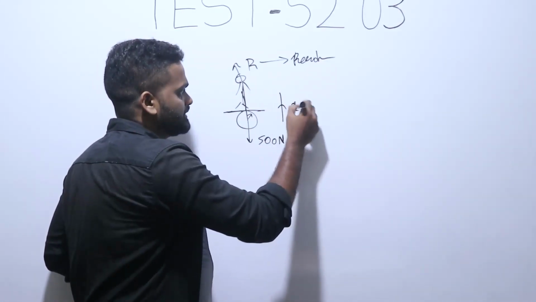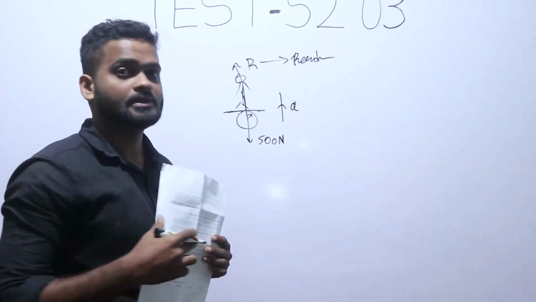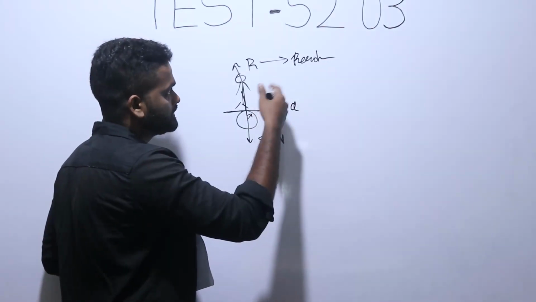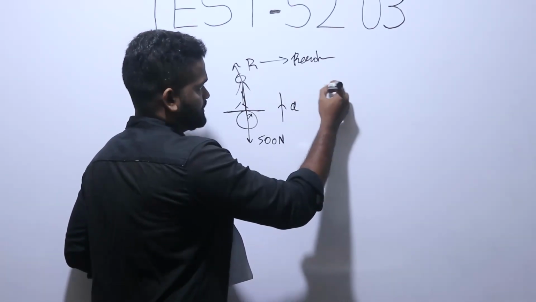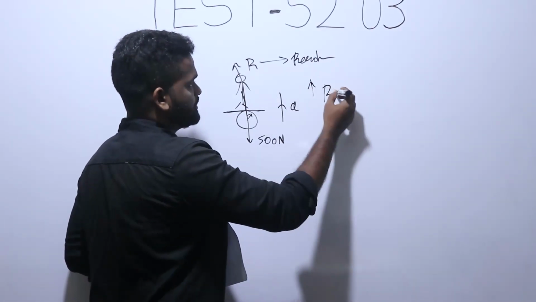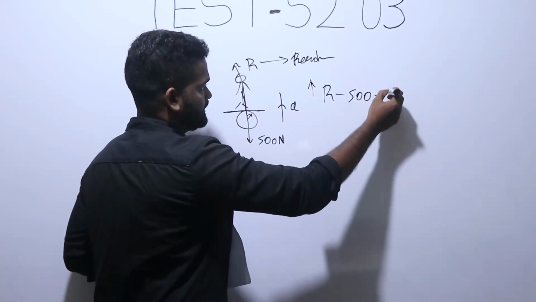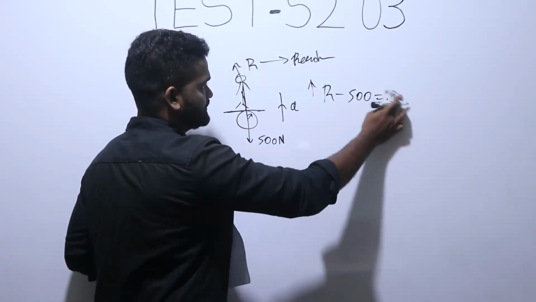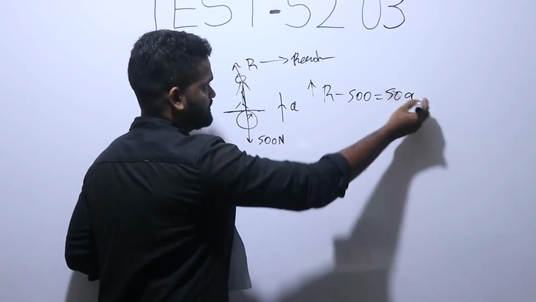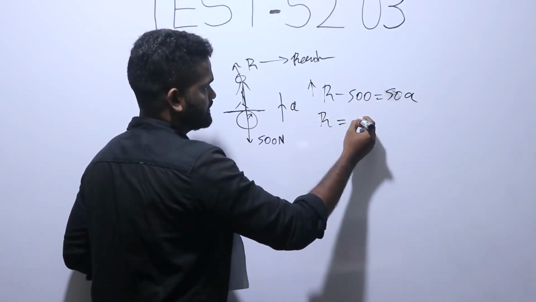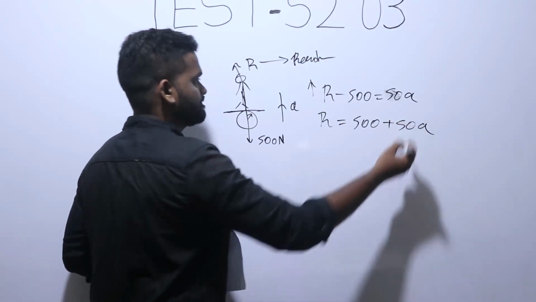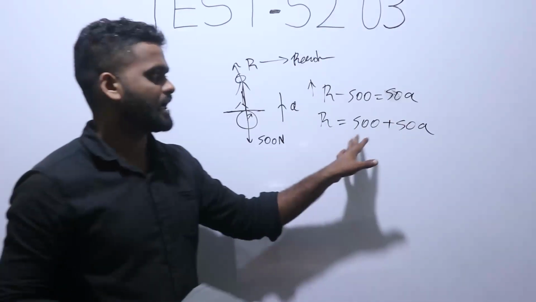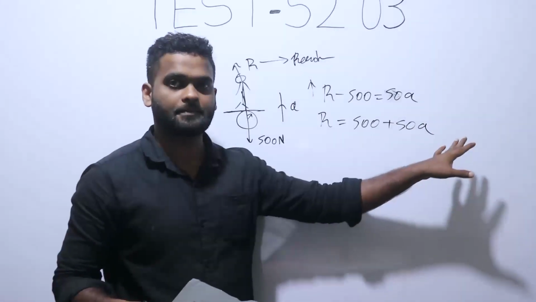I'll just say acceleration, let's say going upwards in general. If I just apply the equations, F equals ma, this becomes R minus 500 equals mass, which is 50, times A. So R is 500 plus 50A. So this is the equation: R equals 500 plus 50A.